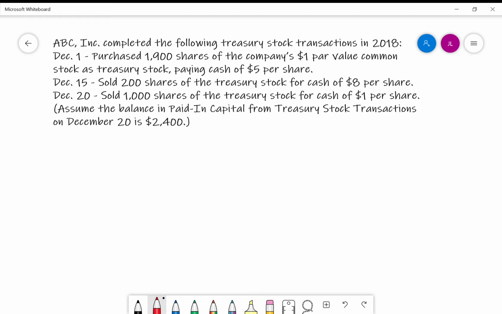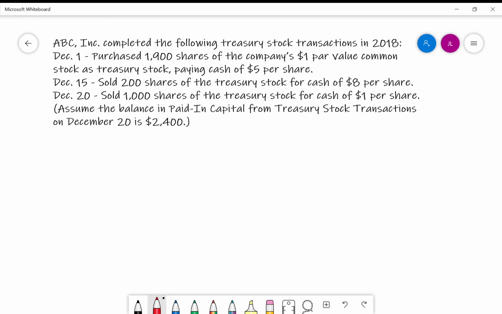Okay, another transaction involving stocks here. We're looking at Treasury stock this time. And we've got our old reliable ABC company here. They're completing the following Treasury stock transactions in 2018.